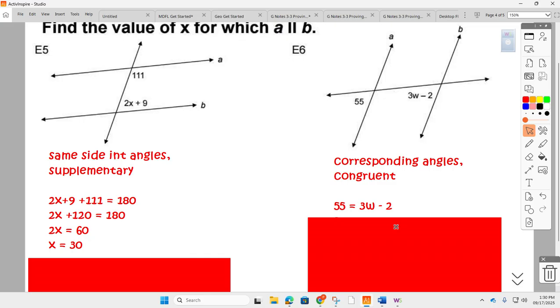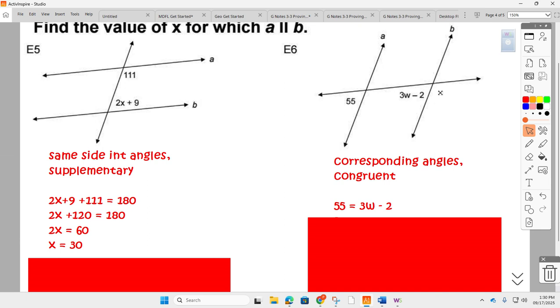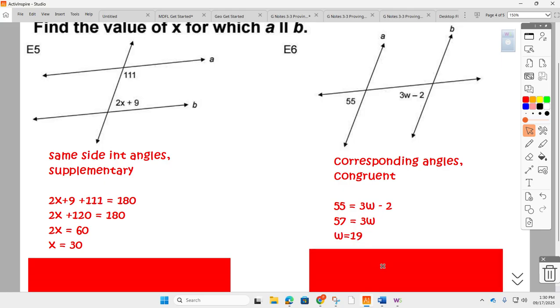So whatever value of W, or whatever the solution is for W, that's the value that you can plug in to make lines A and B be parallel lines. If it's not that value, they would not be. To solve the equation, we're going to undo the subtracting by adding 2 to both sides. So now we have 57 equals 3 times W. We're going to divide both sides by 3. Now we know when W equals 19, line A and line B are parallel.